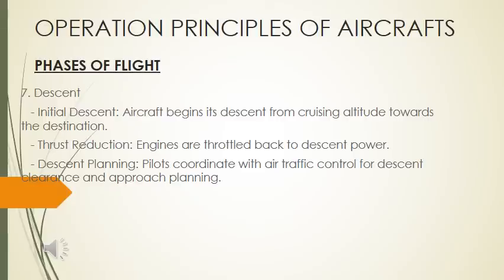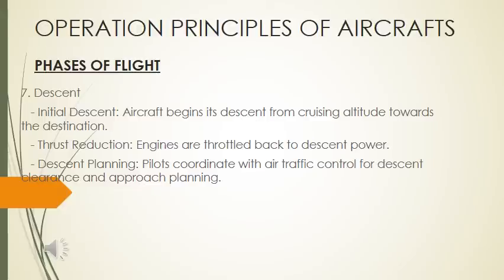After the cruise, then there's a descent. Initial descent, thrust reduction, and descent planning. For the initial descent, the aircraft begins its descent from cruising altitude towards its destination. When the aircraft is approaching its destination, then it will begin to descend gradually from the cruising altitude towards the destination. Then there's a thrust reduction.